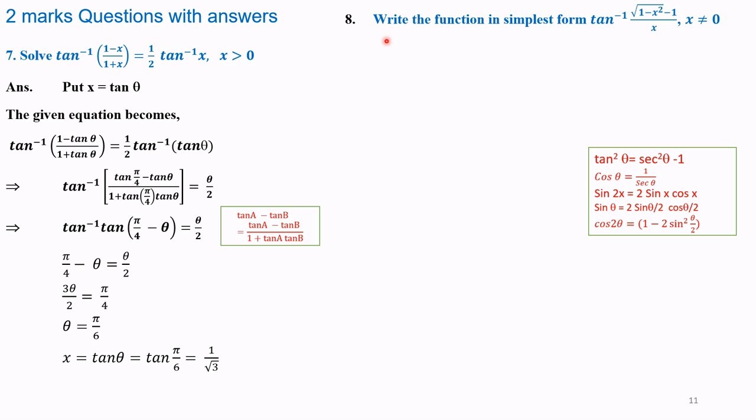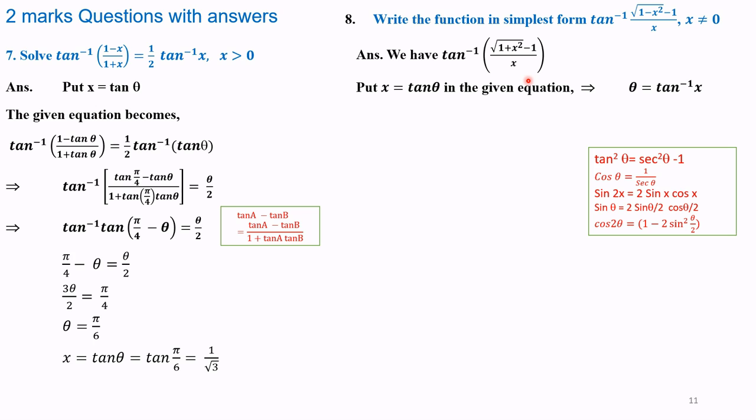Question number 8. Write the function in simplest form: tan inverse of under root 1 plus x square minus 1 divided by x, where x is not equal to 0. So the given relation is tan inverse of under root 1 plus x square minus 1 divided by x. So in this equation, put x is equal to tan theta. Then theta will be equal to tan inverse x.